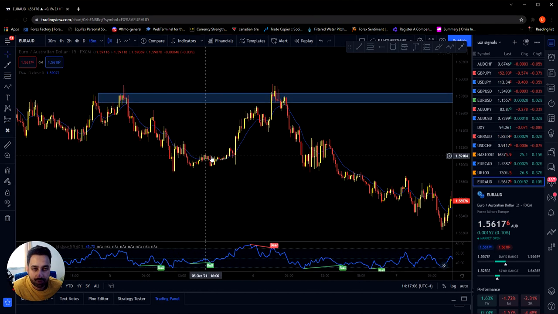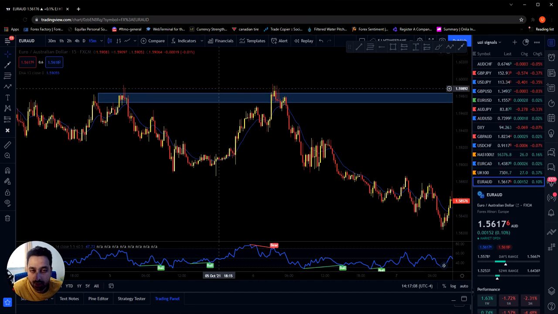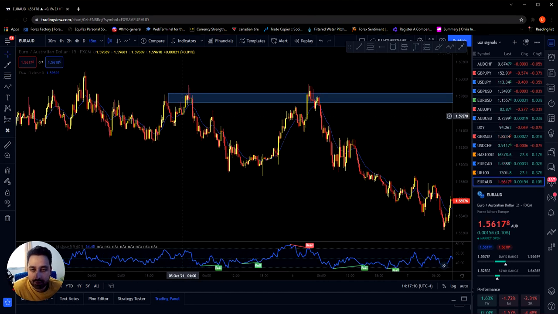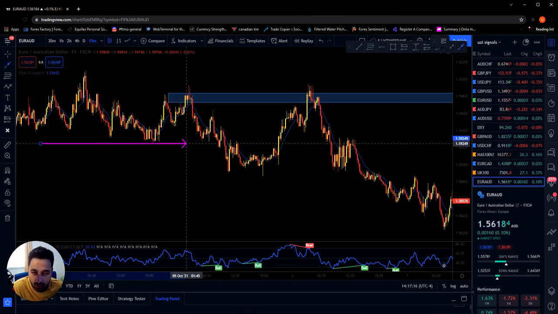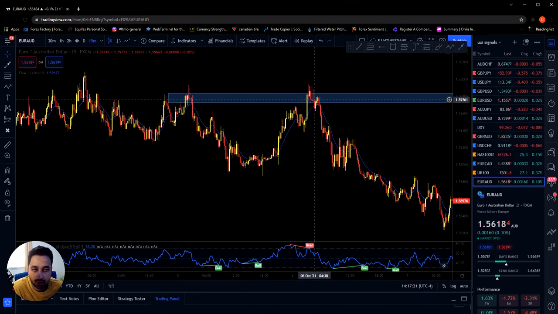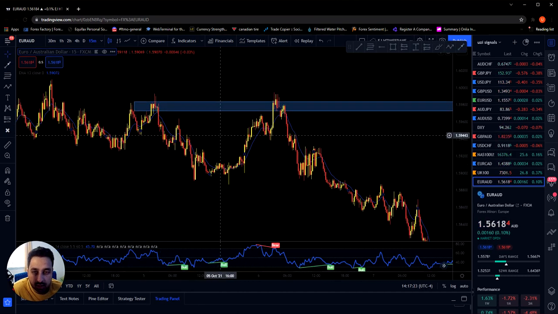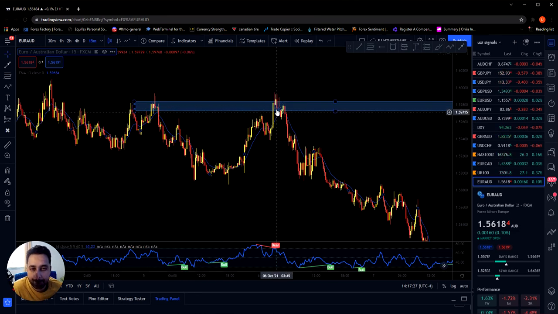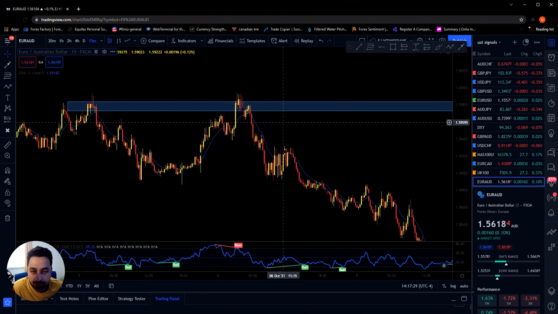There's so many examples to show. I don't even know what to do here. Again, this is the impulsive leg that broke all of the structure to the left-hand side. This is all structure right here, all structure being broken by this leg. Push back in. Depending on how we drew the zone, we kind of wicked a little bit up, right?